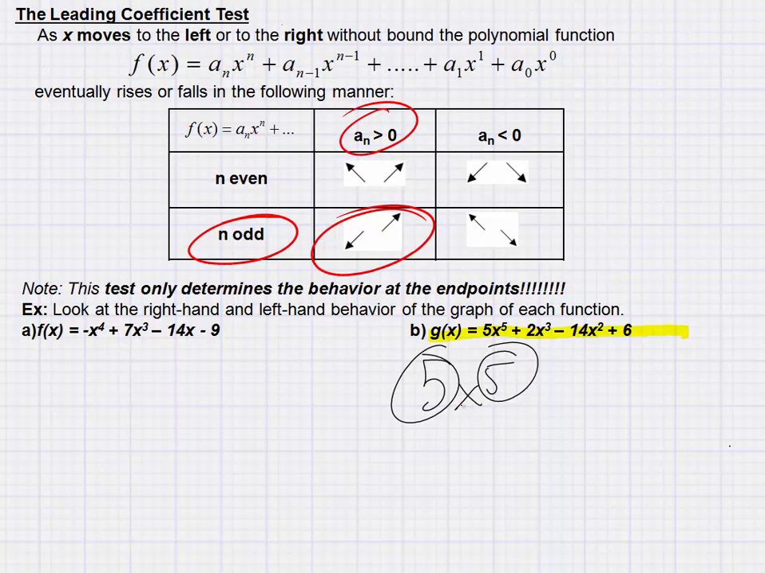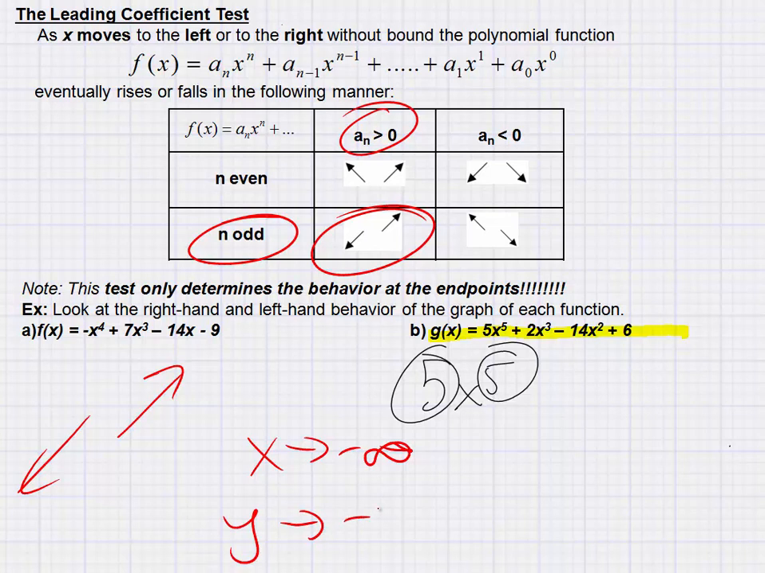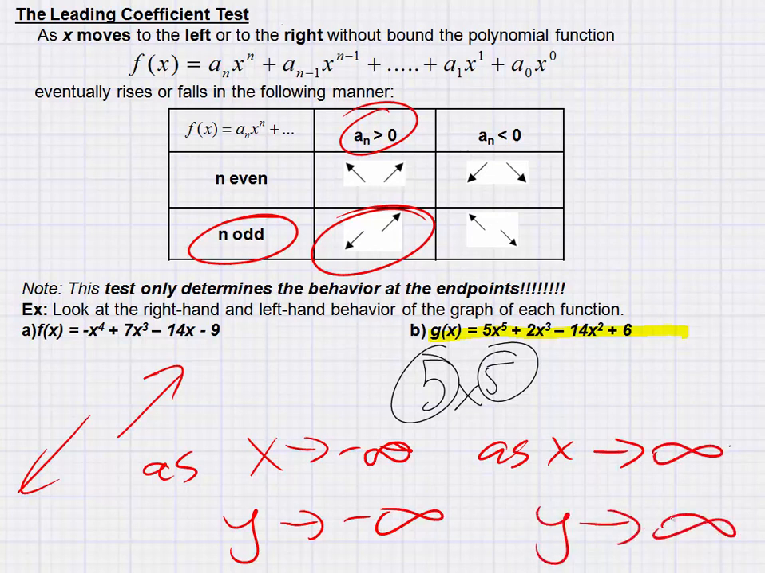So if I think about that, on the left, x goes to negative infinity, y goes to negative infinity. Okay, and as x goes to positive infinity, y goes to positive infinity.